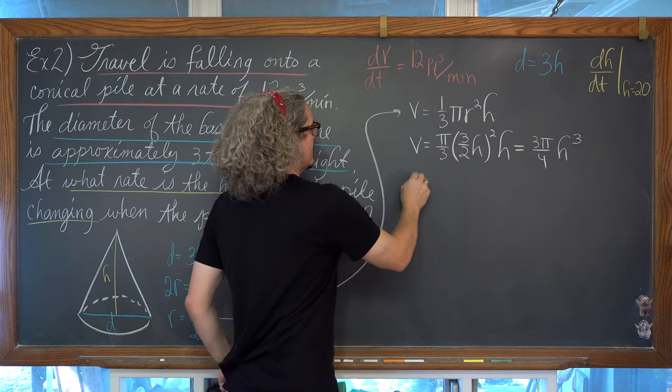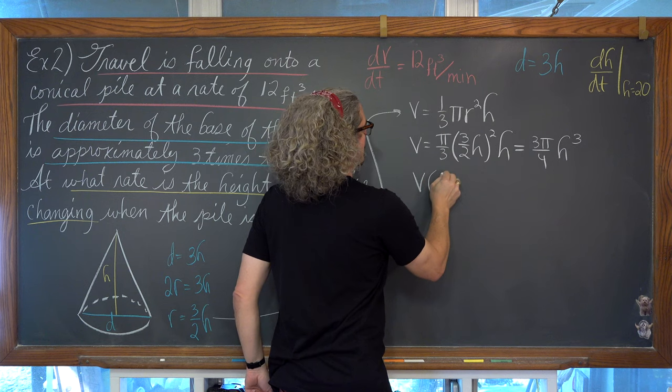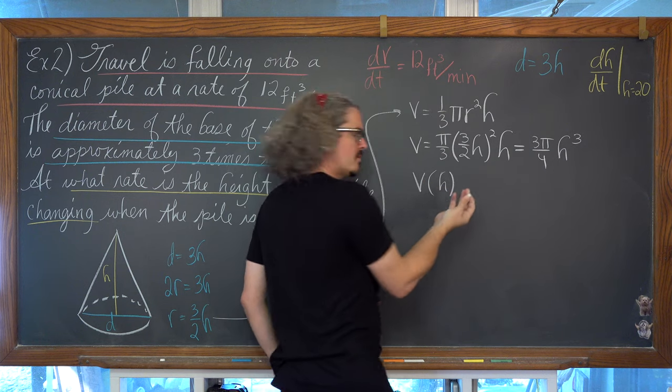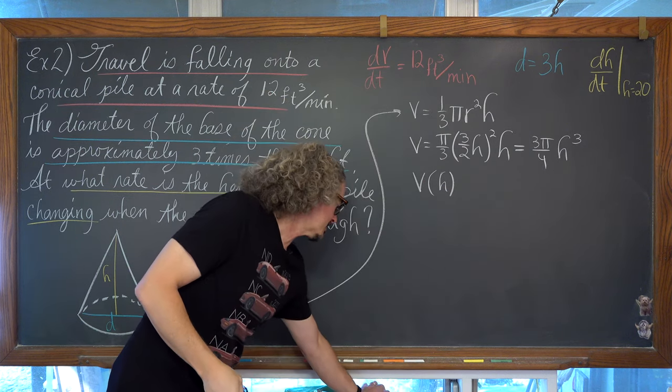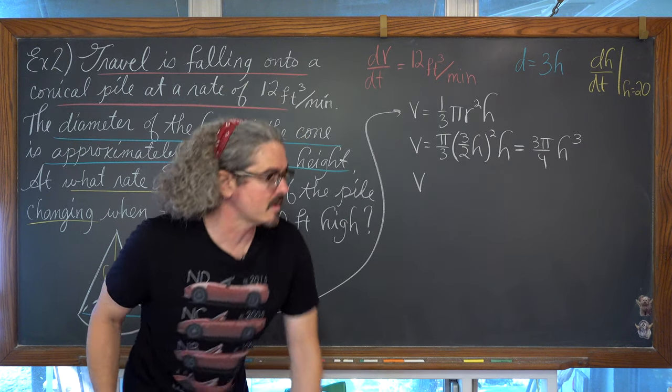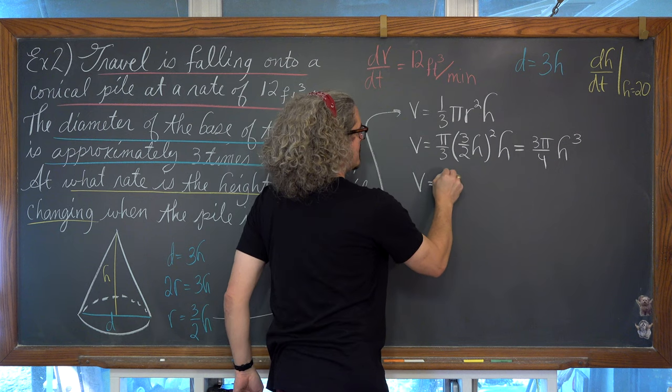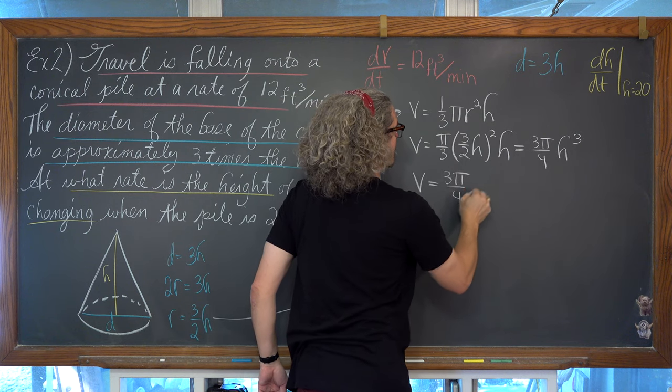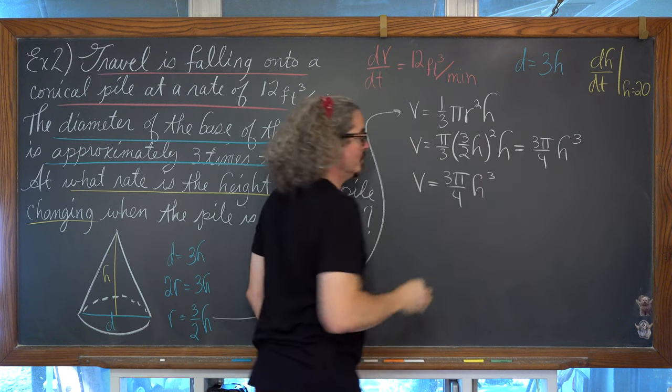And now we have, again, that volume with respect to basically H. You can write that, but I just don't want to confuse you with a little bit of the notation. It's just a little bit more complicated than it needs to be. So volume is equal to 3 pi over 4 h cubed.